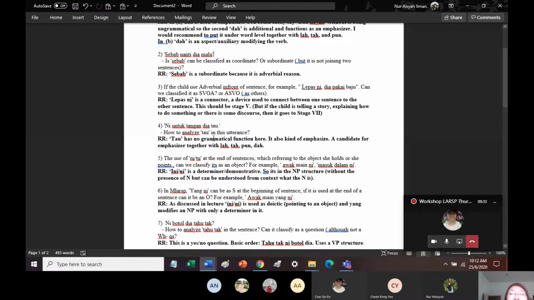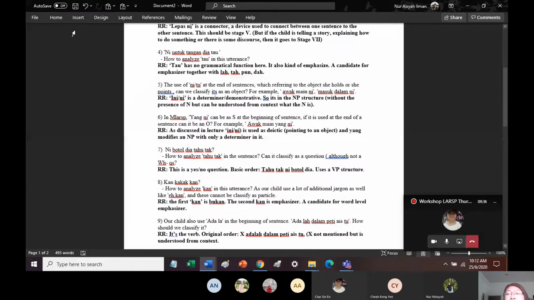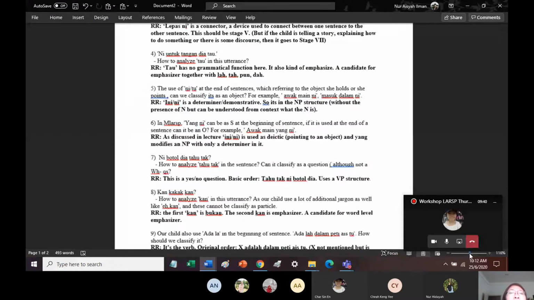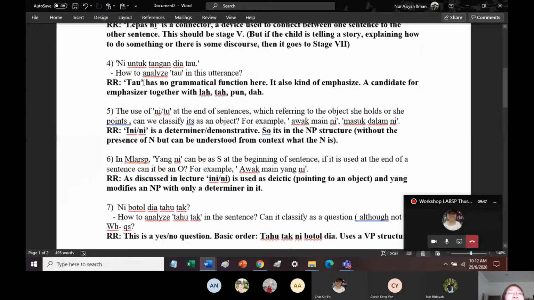Okay, how to analyze tau? Tau kat sini. "Ini untuk tangan dia tau." To me, tau has no grammatical function here. It's also a kind of emphasizer, a candidate for emphasizer together with lah, tah, pun and dah.